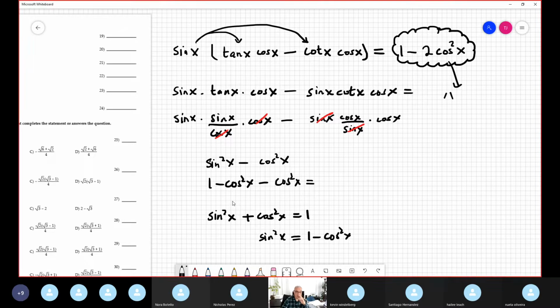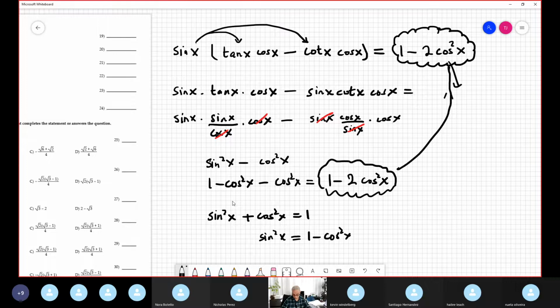We continue on the same line. It's 1 minus twice cosine square x, because the negative and negative together. This is exactly the same as the original right hand side. Boom, I finished my proof. Crystal clear? Yeah, that was good.